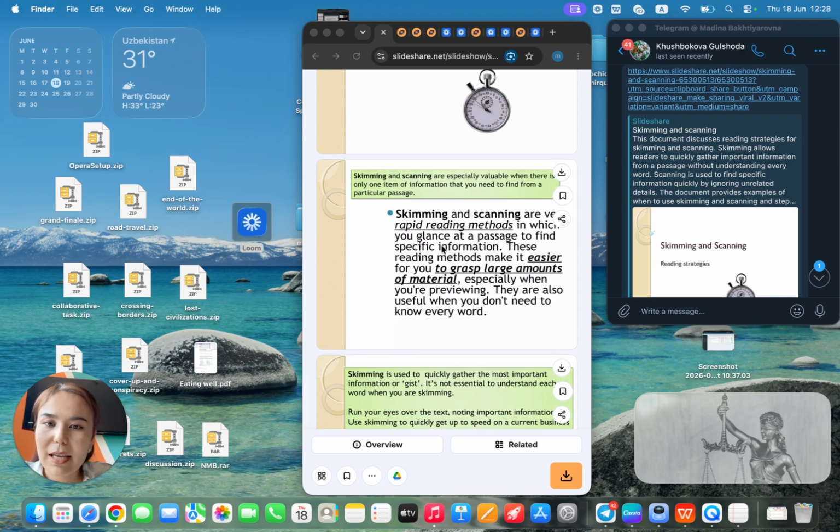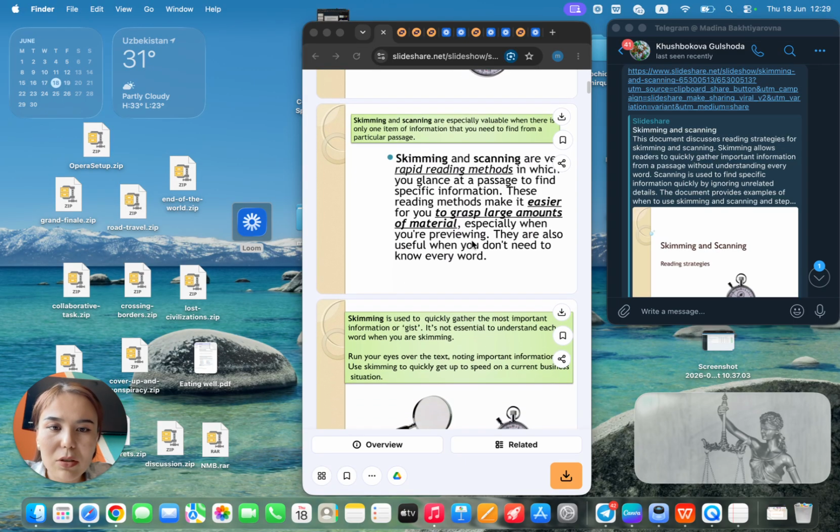Skimming and scanning are especially valuable when there is only one item of information that you need to find from a particular message. It means that from a certain part of the text maybe. Skimming and scanning are very rapid reading methods in which you glance at a passage to find specific information.